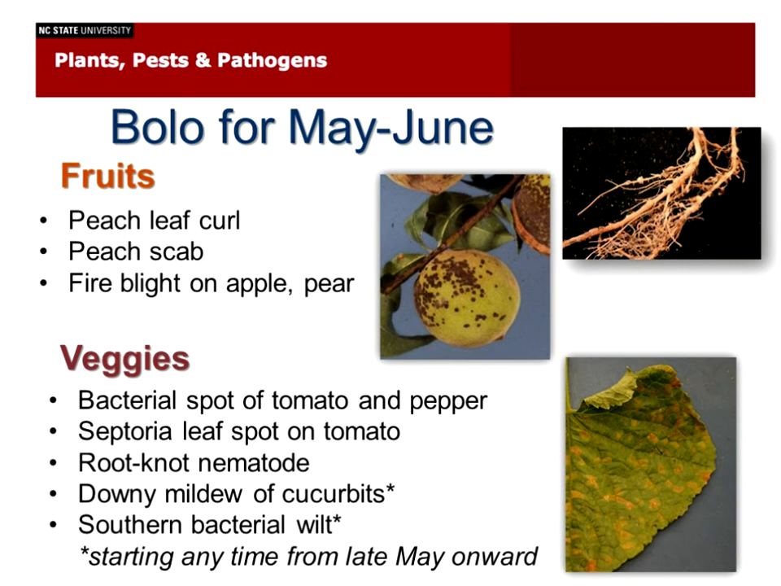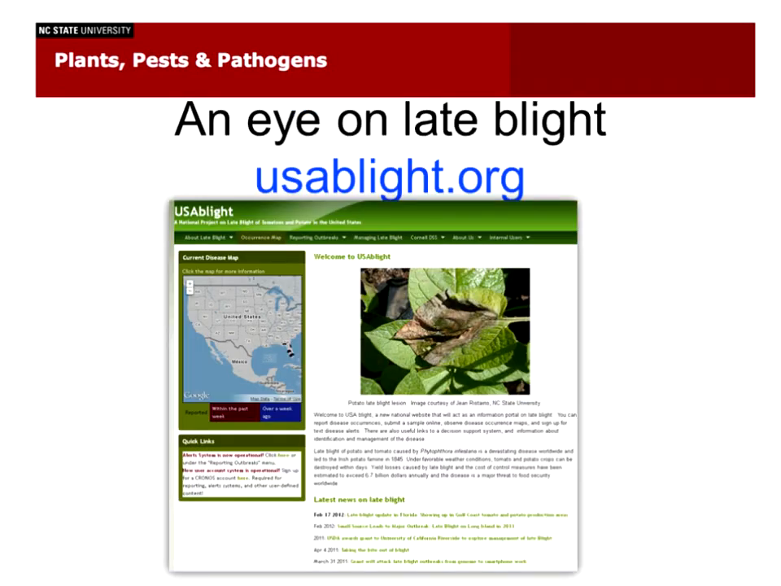Very different diseases. Downy mildew has to come in every year afresh because it doesn't survive our relatively cold winters, whereas southern bacterial wilt will overwinter in the soil and cause problems in the same spot year after year.